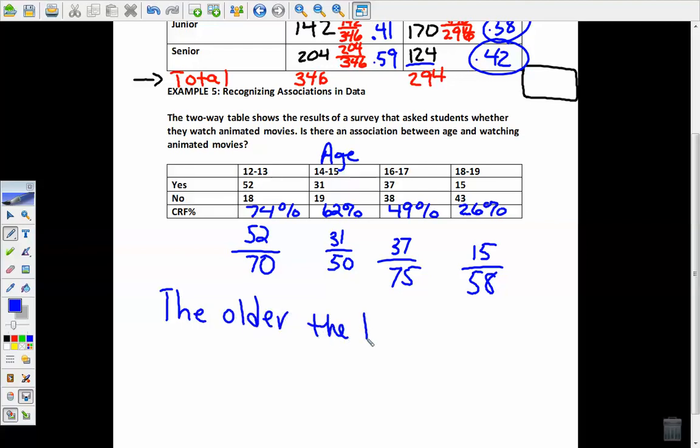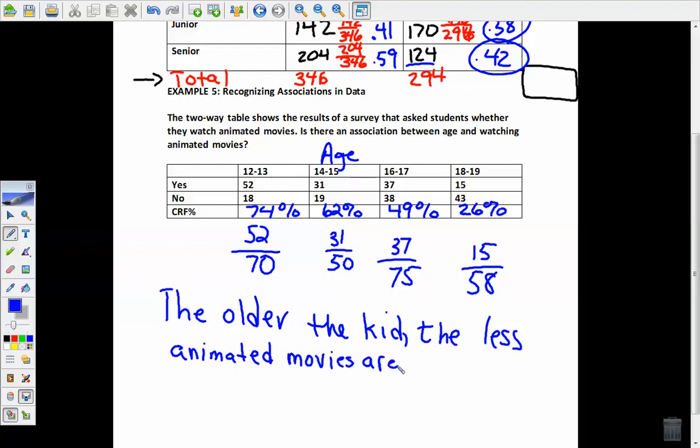Okay, so the older the age range, or the older the kid, comma, the less you're watching, the less animated movies are watched. Okay, so that would be a good summary to that.